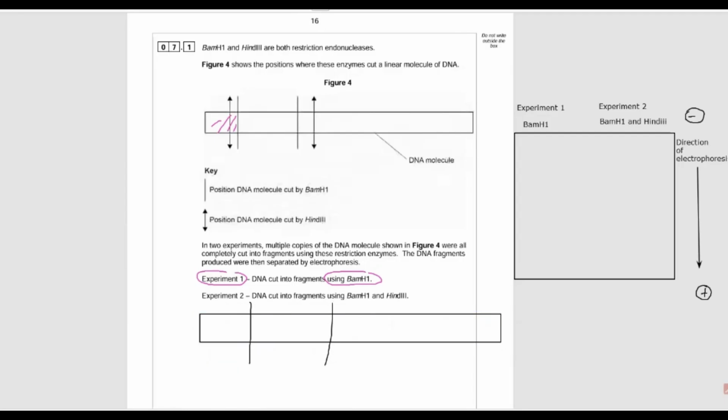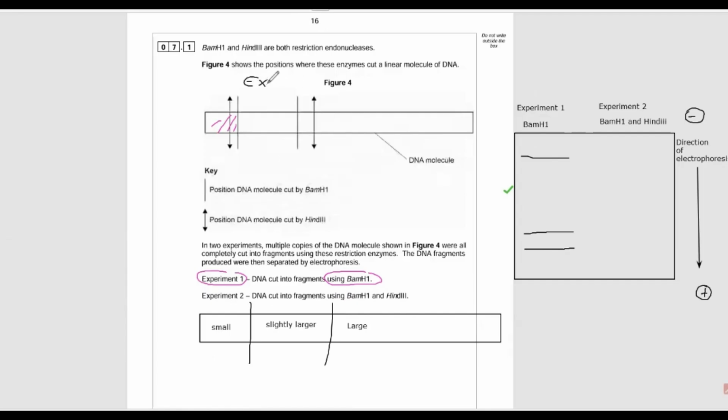If we just look at experiment 1, there was no HindIII, so we don't use the arrows. We're going to get a small fragment, a slightly larger fragment, and then a really big fragment. It's cut into 3: small, medium, large, whatever you want to say. So we need to represent that on experiment 1. Now, the large fragment is going to move really slowly, so when you finish the electrophoresis, it hasn't moved very far. That's that first one. And the two smaller ones have moved down here. So we've got 3 lines.